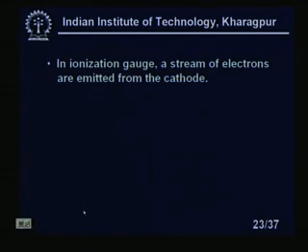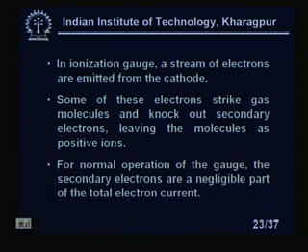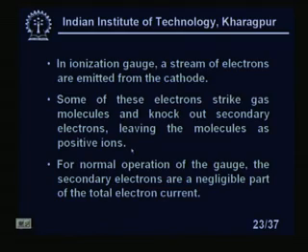Let us look at this. In the ionization gauge, a stream of electrons is emitted from the cathode. Some of these electrons strike gas molecules and knock out secondary electrons, leaving the molecules as positive ions, as I said. For normal operation of the gauge, the secondary electrons are a negligible part of the total electron current, because electron current is already existing there, due to the electrons around the space charge region of the cathode. Whether the gas is ionized or not ionized does not matter, there is always some electron current that will be collected by the plate. So, the electrons generated by the formation of the ions will be a negligible part of the total current.